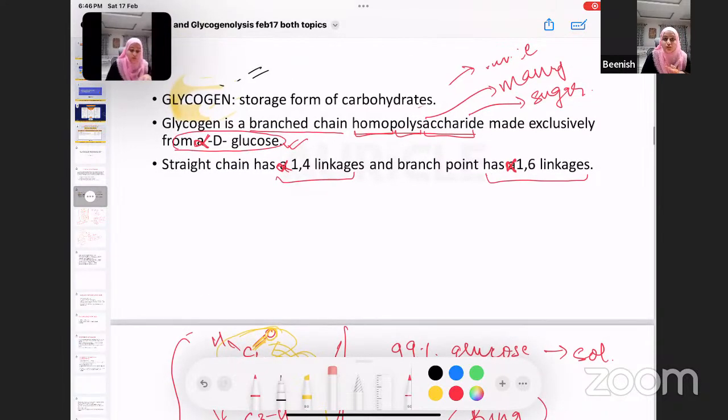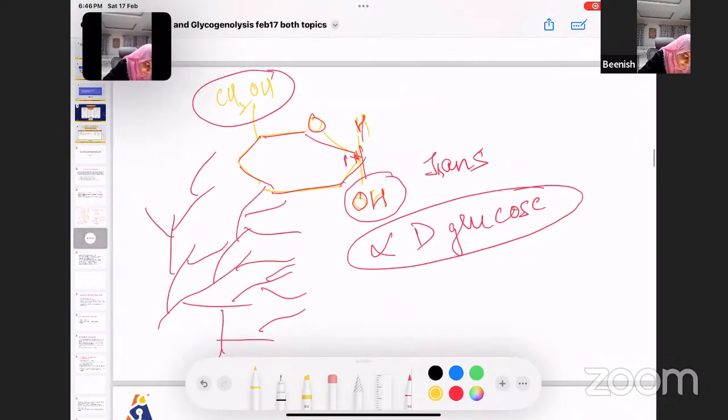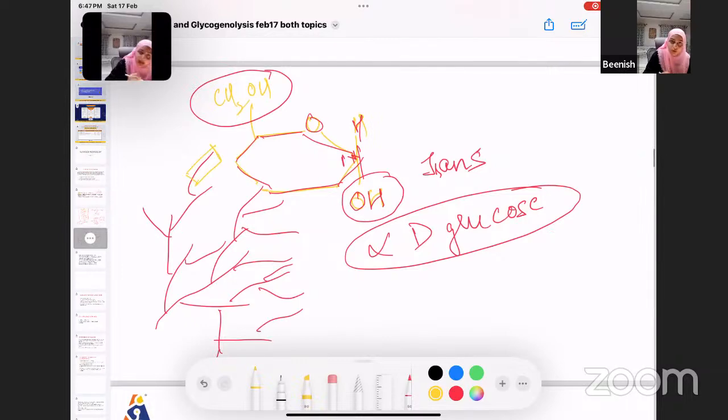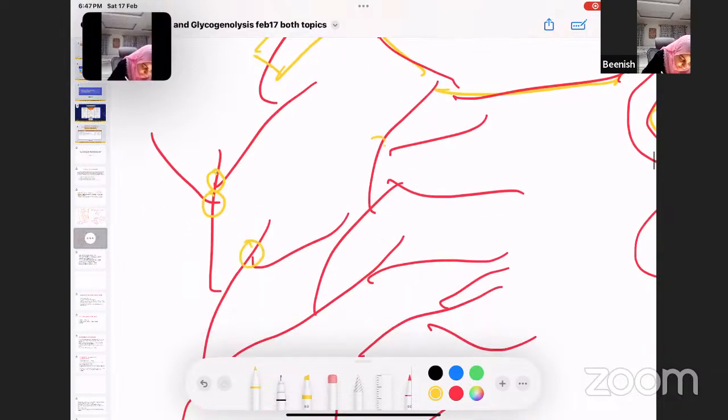And we already know that glycogen is formed exclusively from alpha D glucose, so obviously the linkages will be alpha linkages only. Now alpha 1,4 means the carbon 1 of one glucose will form a linkage with the carbon 4 of the other one. Okay, but at the branch points, all these branch points will have alpha 1,6 linkages.